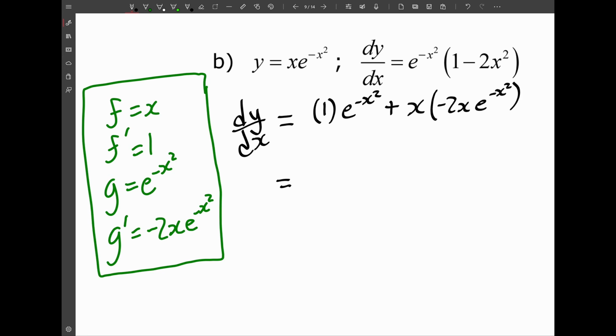All right, so that means dy/dx is equal to, what I'm actually going to do is factor out an e to the negative x squared. The reason is that if you look at the answer we're trying to get to, that's outside, so I'm guessing I should factor it out. So I'm going to pull that out of both terms. And if I pull that out, what I'm left with is a 1, and I'm also left with a negative 2x squared, because x times negative 2x is negative 2x squared. And I'm done.